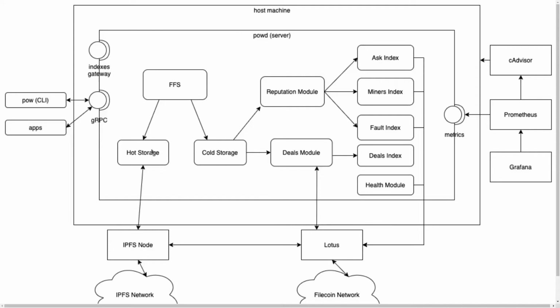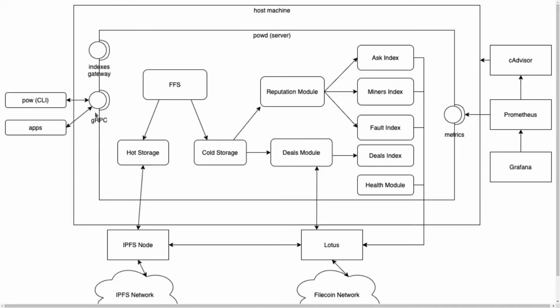In Powergate, the IPFS storage is called hot storage, and the Filecoin storage is called cold storage. It's usually faster to retrieve data from the hot storage. But if the file is not available on the hot storage, Powergate can go to the cold storage and retrieve the file from the Filecoin network. By this, Powergate implements a multi-tier distributed storage system.